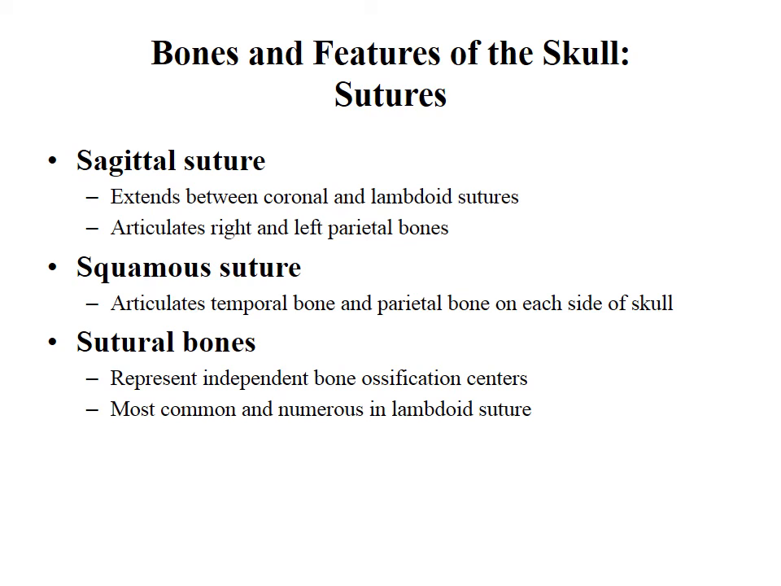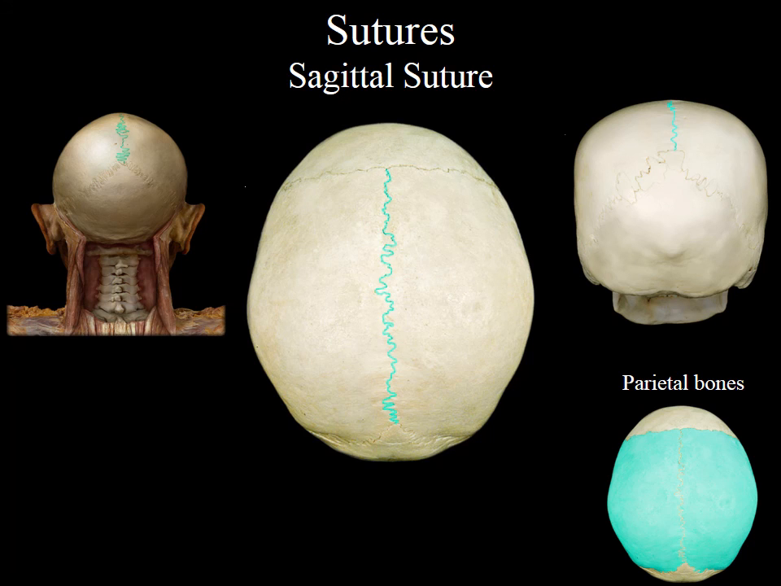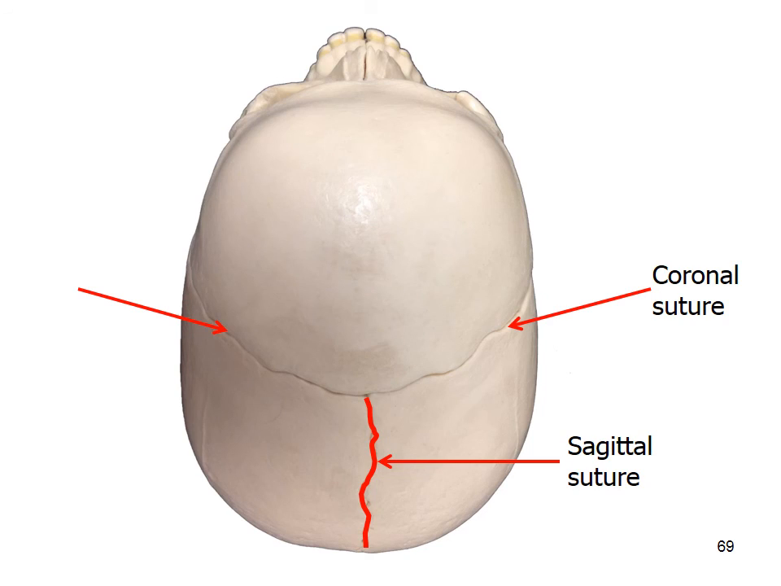Now the last couple of sutures that we need to go over are the sagittal suture, the squamous suture or squamosal suture, and then we've already talked about sutural bones, but we'll revisit that. And we'll see that the sagittal suture will separate the right and the left parietal bones from each other, and it intersects with the lambdoidal suture. And on our skull model, you can see the sagittal suture as well as the coronal suture. Without the red lines, you can still see the sagittal and the coronal suture.